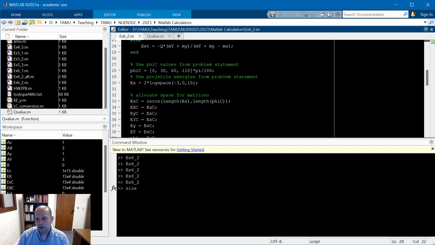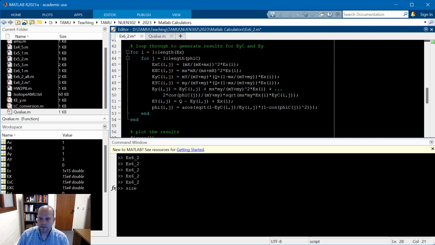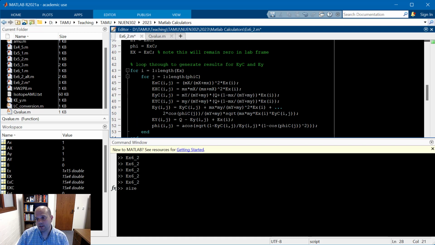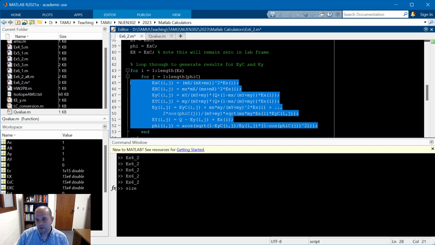So you would be well served to recognize the fact that, rather than calculate this in a loop, I could create a function that simply takes inputs of my masses and my kinetic energy of the projectile, which again is what we typically start with, and then a range of phi in the center of mass, or just one value for phi, and then outputs all these lines here, the things that I would want from that analysis. And so then you can just loop through it as many times as you want.